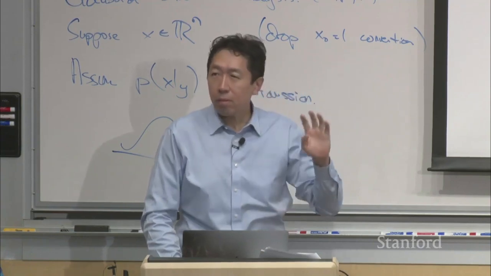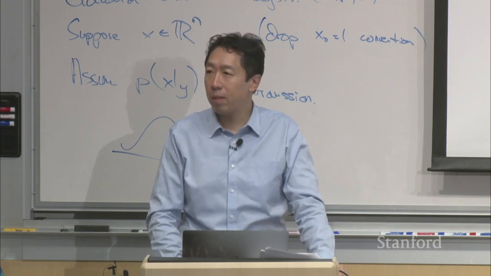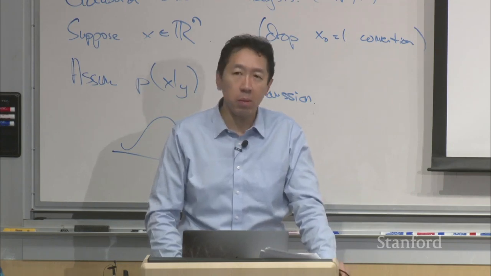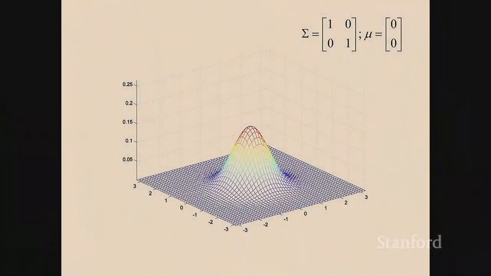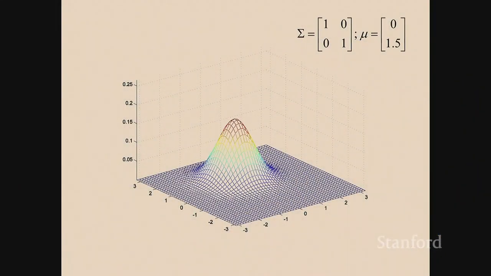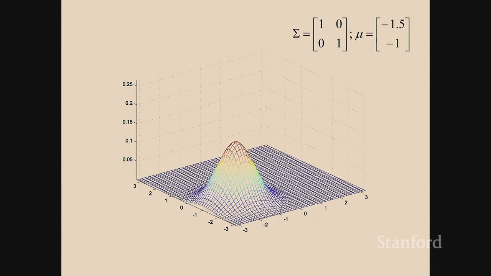Okay, so this is a standard Gaussian with mean 0. So the Gaussian bump is centered at 0, 0 because mu is 0, 0. Let's move mu around. So I'm going to move mu to 0, 1.5. So that moves the Gaussian, the position of the Gaussian density. Right now, let's move it to a different location. Move it to minus 1.5, minus 1. And so by varying the value of mu, you could also shift the center of the Gaussian density around.